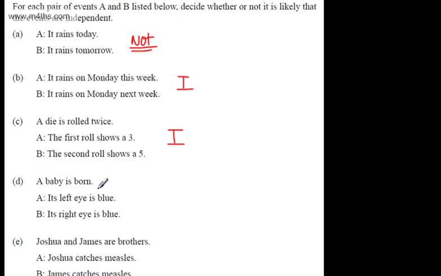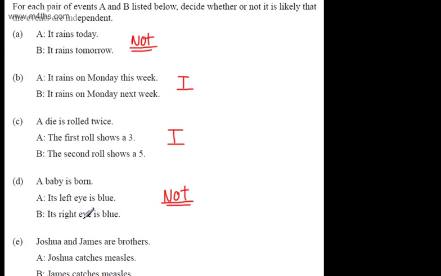If we look at the next one, a baby is born, its left eye is blue is one event, its right eye is blue is another. So we've got two different events. If its right eye is blue, the probability that its left eye is going to be blue has now increased, and vice versa. So these are not independent. Some babies, of course, have different colour eyes, but a baby being born with a left eye blue is now increasing the chances of the right eye being blue.